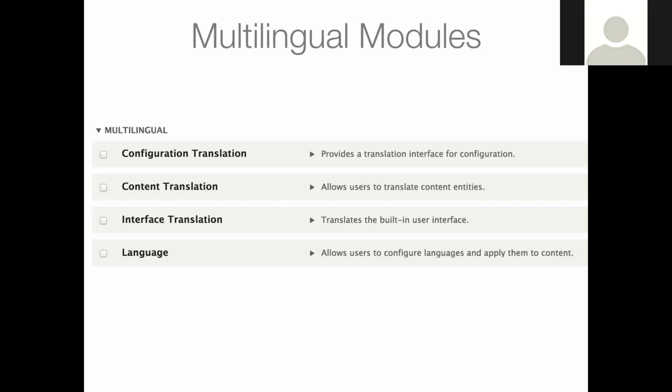The other 3 modules we see here are configuration translation, content translation, and interface translation. For a multilingual website, you'll want to enable all of these. What this allows us to do is to translate the 3 main types of text that we have on any given Drupal site.